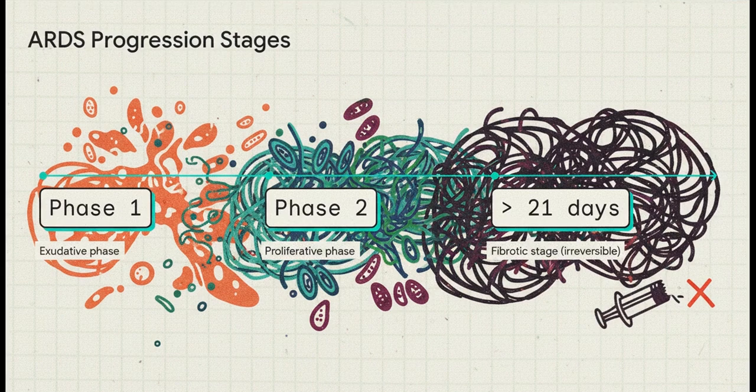And if you don't get control of the underlying cause, say a highly resistant bug driving that sepsis, the disease marches forward on a very predictable timeline. It kicks off with the exudative phase, then morphs into a proliferative phase. And here's the scary part. If they haven't turned the corner after 21 days, they enter the fibrotic stage. That damage is permanent and irreversible, so catching it and managing it early is everything.